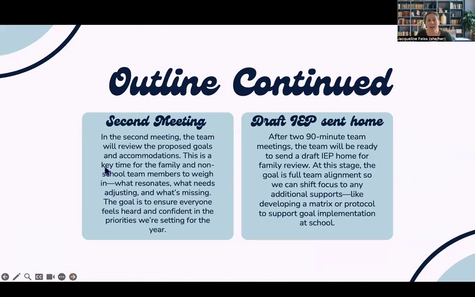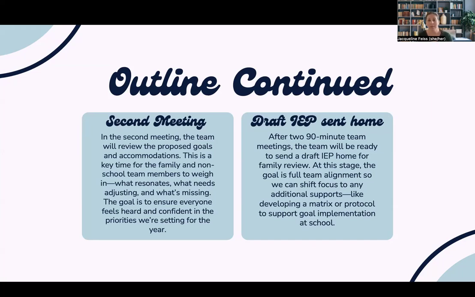Then we'll get together again at the second meeting. The purpose of this meeting is to review the proposed goals and accommodations. This is a key time for the family and other non-school team members to weigh in. What's resonating, what needs adjusting, and what's missing. The goal is to ensure everyone feels heard and confident in the priorities we're setting for the year.